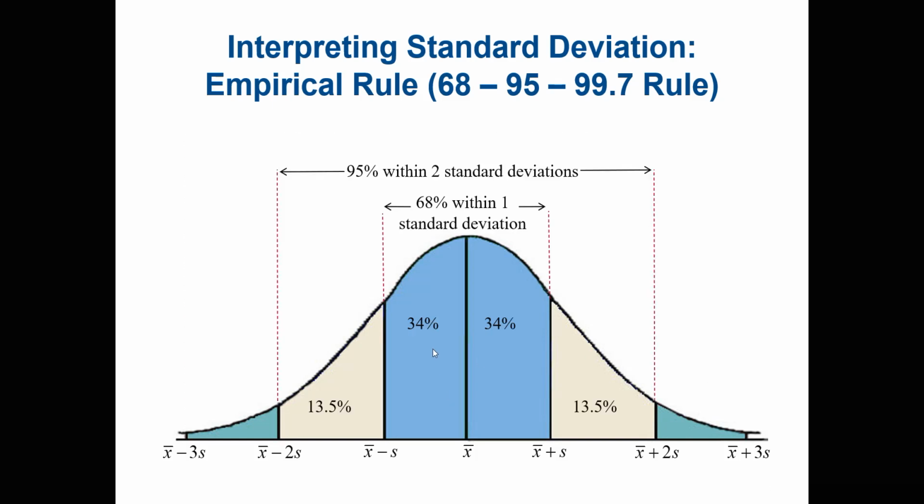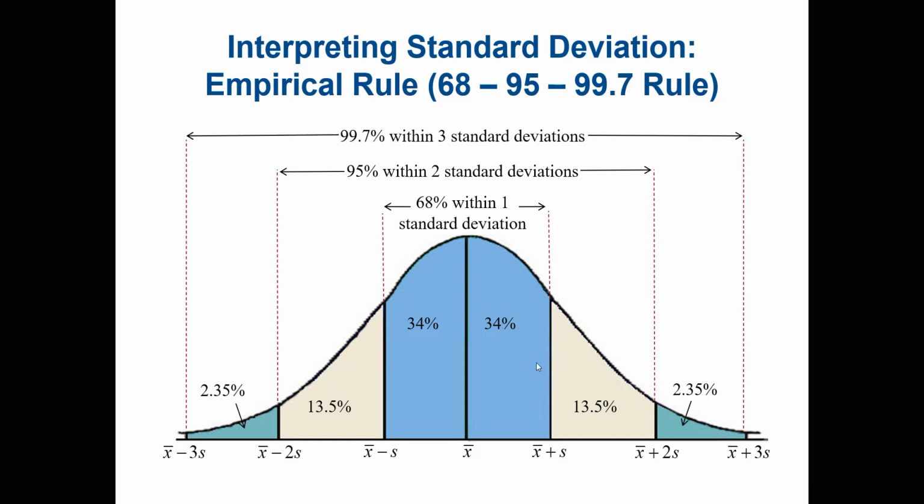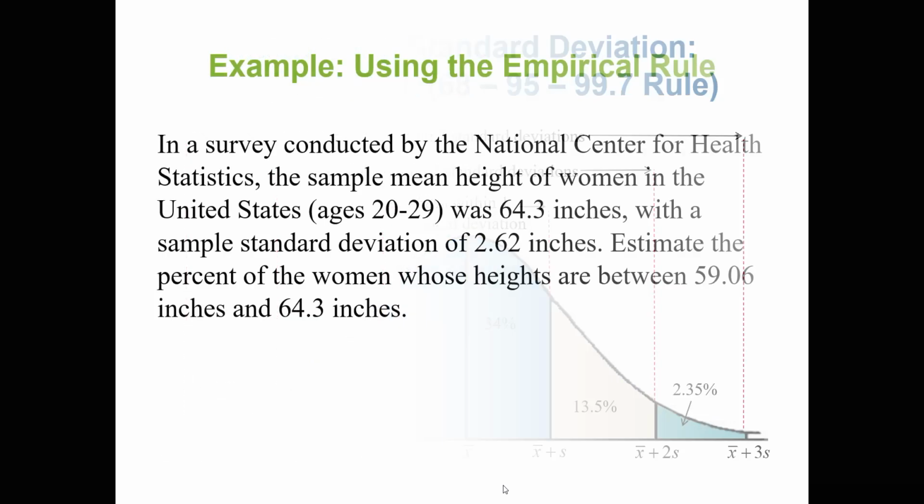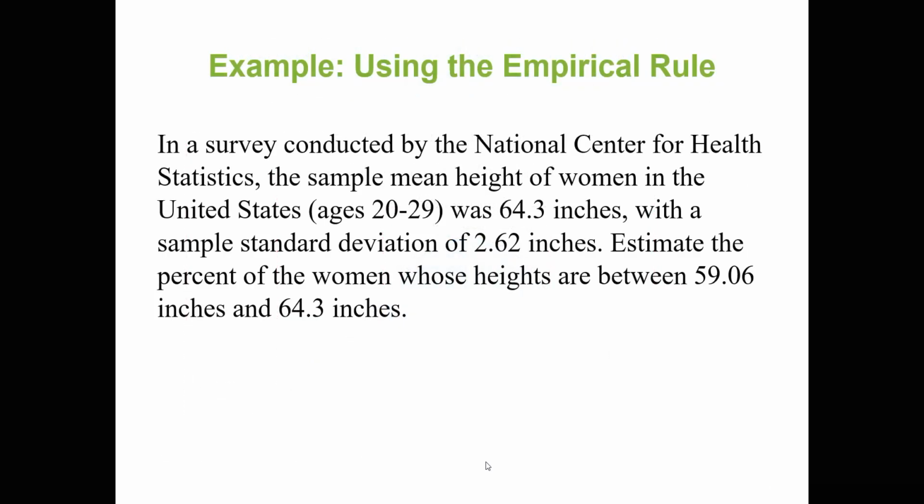Okay, so when we say 68%, it simply means 34 here, 34 to the right, 13.5 plus 34 to the left, 13.5 plus 34 to the right, and the final one. That's what it looks like. So it's important to remember these numbers. We'll take a look at some questions and you'll see how to play with it.